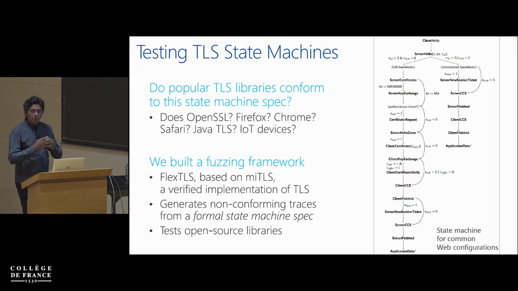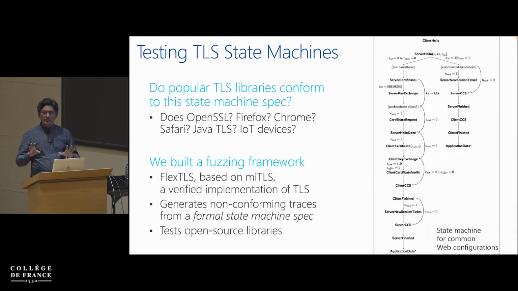So you can ask, do TLS implementations actually obey that state machine or not? Each of you is using either an iPhone, in which case you're using one implementation of TLS, or Firefox, which is a different implementation, or Chrome, which is a different implementation, and the server uses a different implementation.